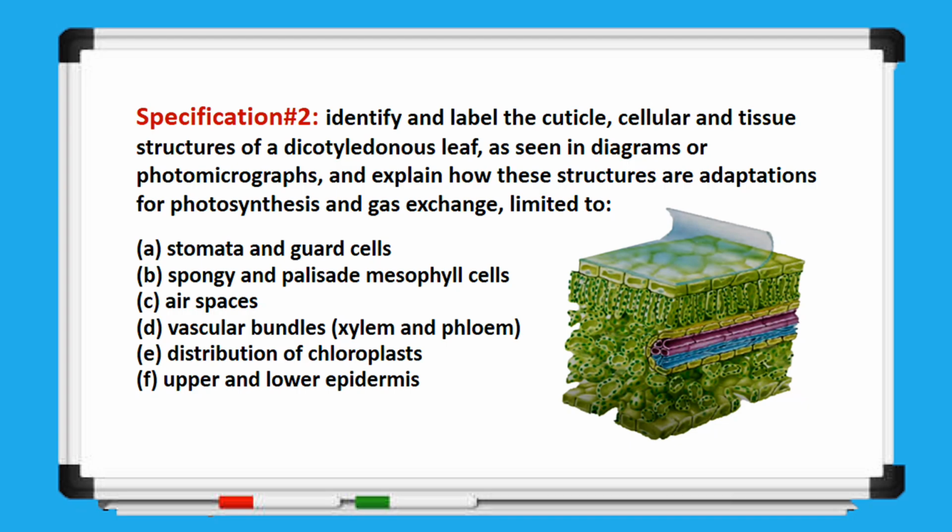To help you understand all this more clearly, we'll be looking at diagrams that show a cross-section of a leaf. You'll be able to see each of these layers and structures clearly labeled. And not just that, we'll also use real photomicrographs so you can see what these structures actually look like under a microscope. So, let's begin exploring the inner structure of a leaf and see how it's beautifully designed for its role in photosynthesis and gas exchange.